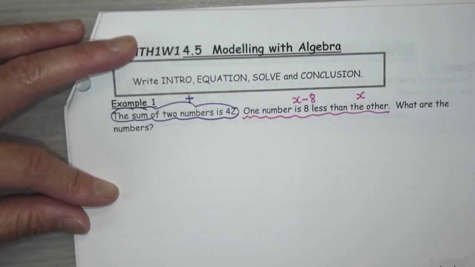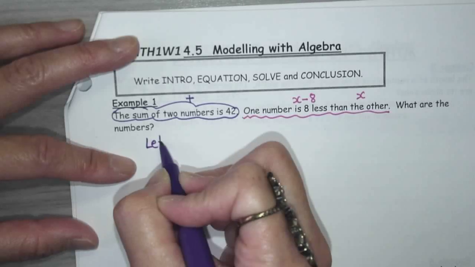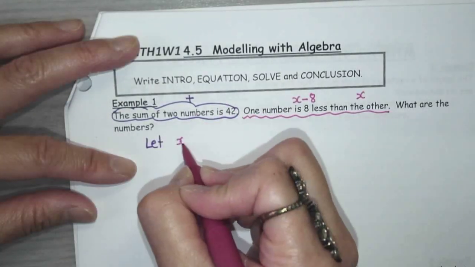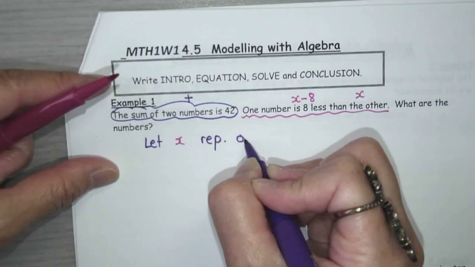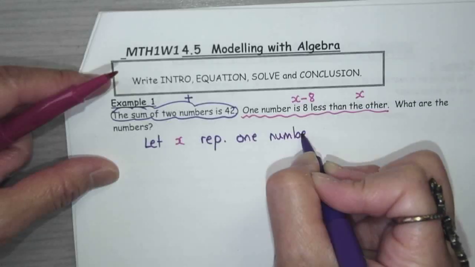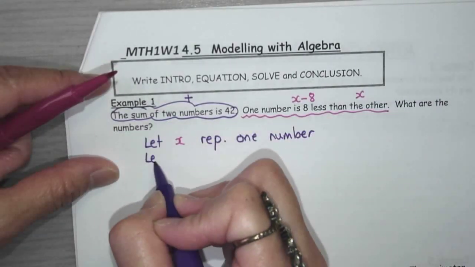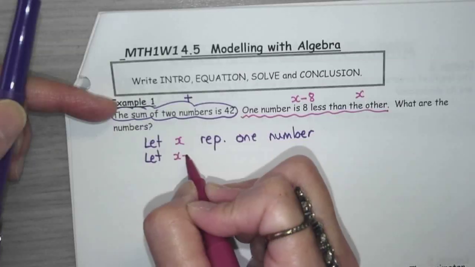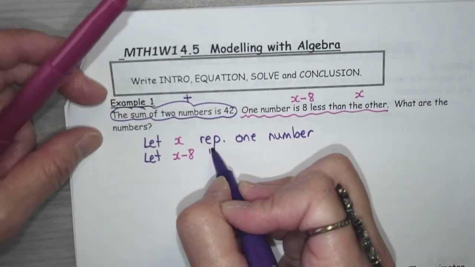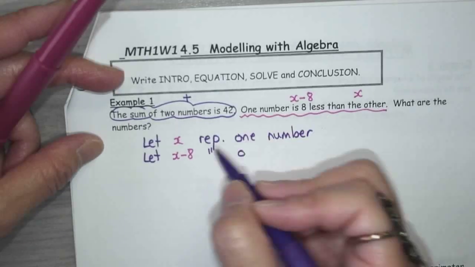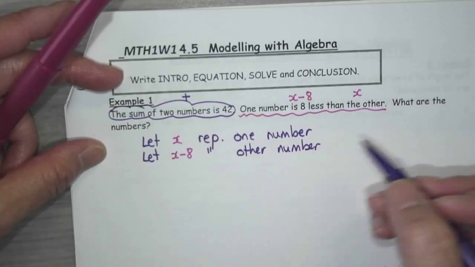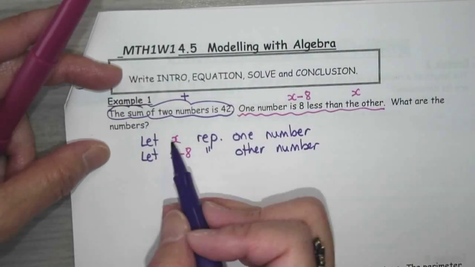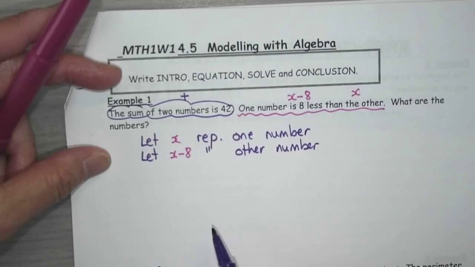So the conclusion here is our new stuff. We're going to have to do a conclusion and solve it. So our new bits here. So let x represent one number. You don't have to use different colors, but for me, I'm showing you. There's two numbers I'm looking for. And then let x minus 8 represent the other number or the second number. You can say other number, or you can say second number. It's up to you, right? And that's as clear as I need. It's just two numbers, one number and then the other number.